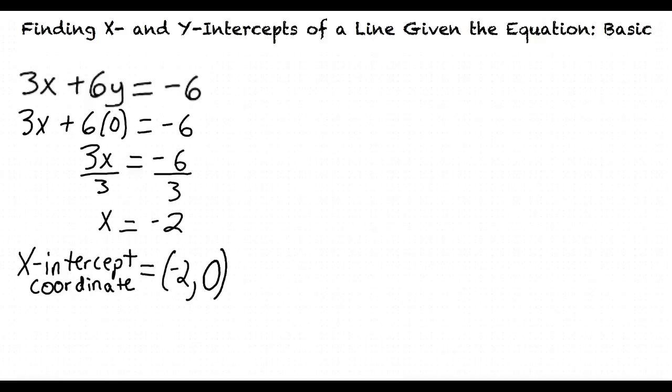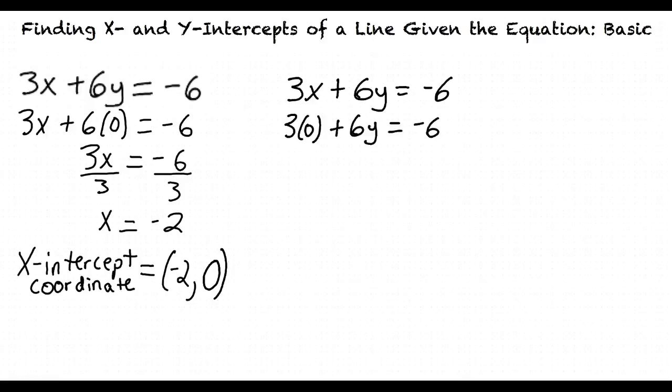We will use a similar process for finding the y-intercept. Substitute 0 for x, then solve the equation for y by dividing both sides by 6 to reach y equals negative 1. The y-intercept is negative 1 because where x equals 0, y equals negative 1. So the graph would cross the y-axis at 0, negative 1.